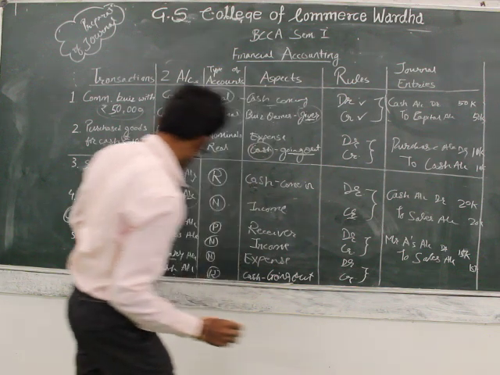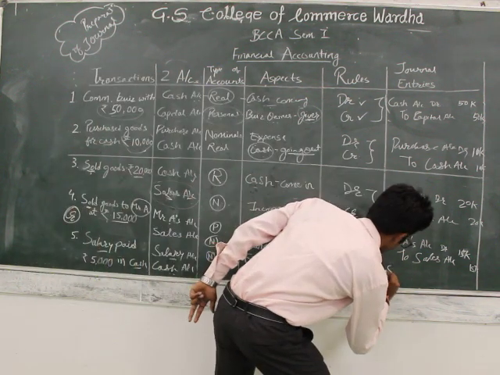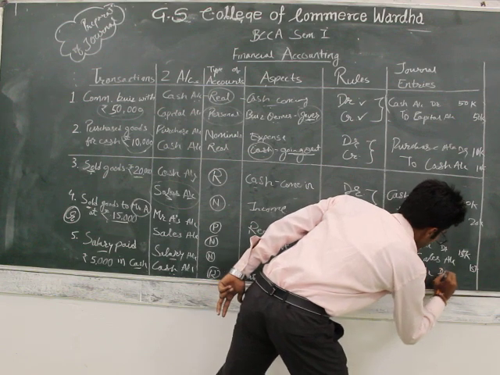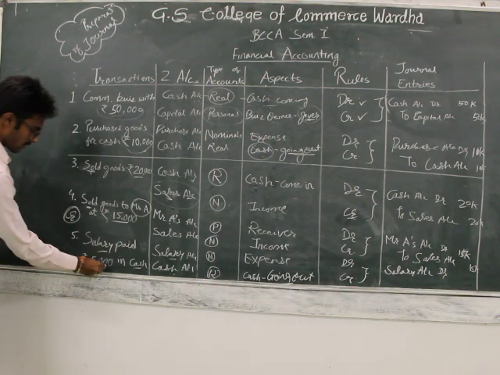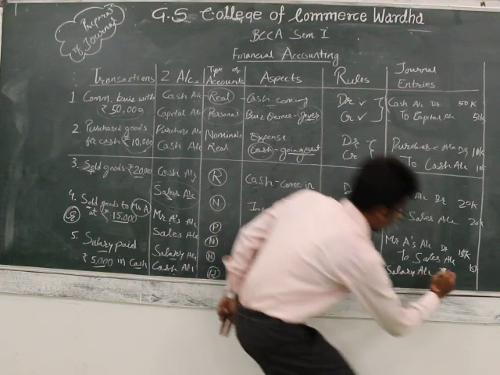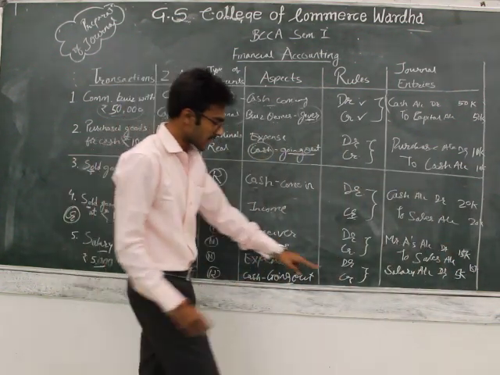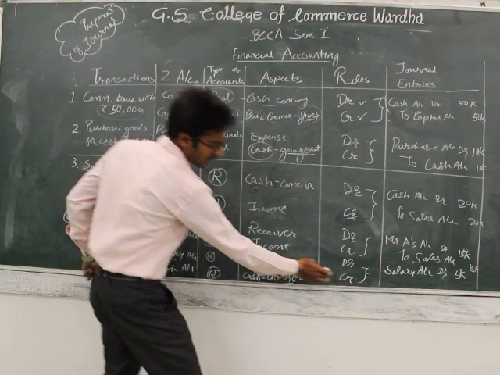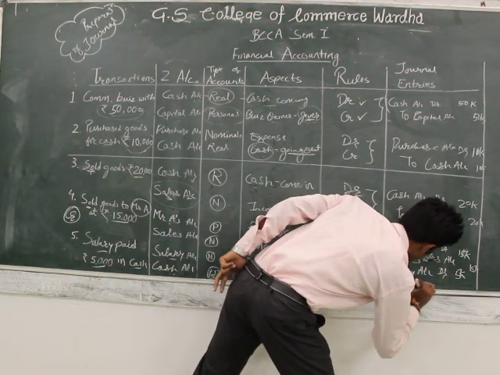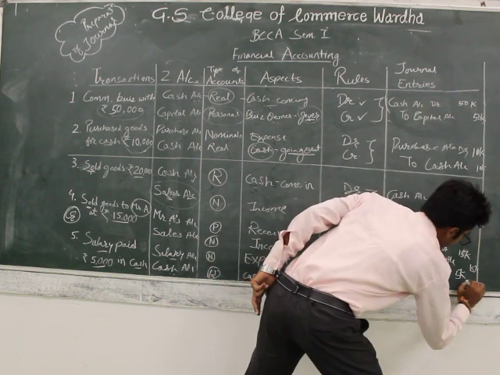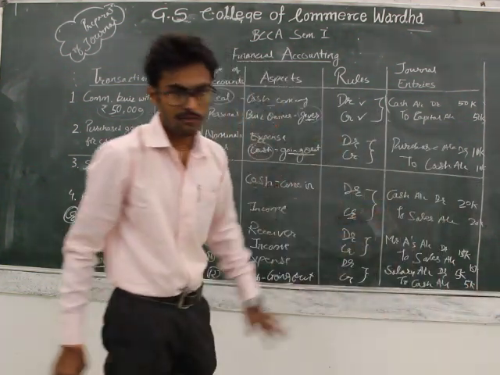Debit salary account. The salary account will be debited with rupees 5,000, 5k. And the second one is cash. Cash is going out, credit. So, to cash account 5k. That is how we have made it.